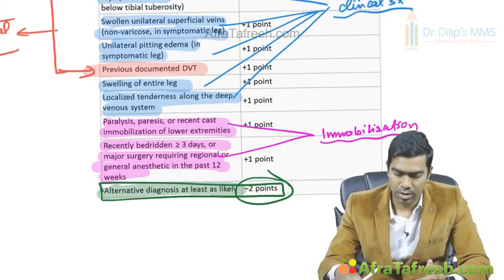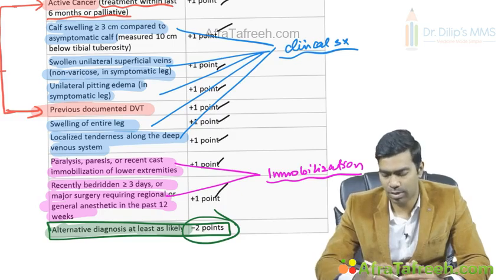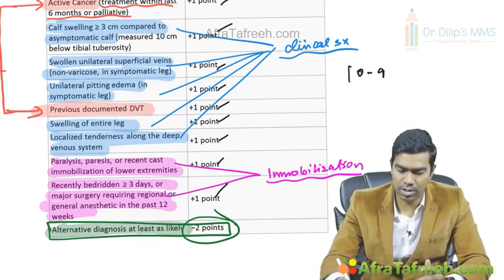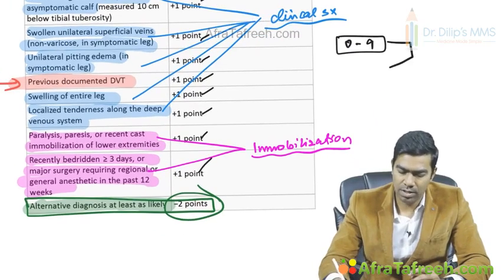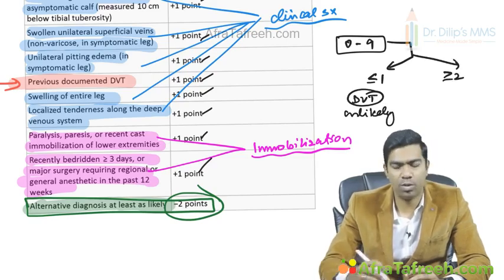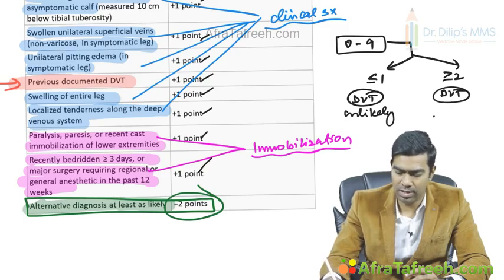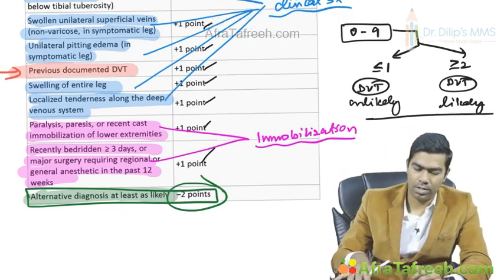That's why the total score is going to be 1, 2, 3, 4, 5, 6, 7, 8, 9. Maximum score is going to be 9 and minimum score is going to be 0. So the points are going to be 0 to 9. In that, if you have a score of less than or equal to 1, we can tell DVT is highly unlikely. If the score is more than or equal to 2, in this condition, DVT is extremely likely. High risk for DVT, any score of more than or equal to 2. So this is how we are going to evaluate.